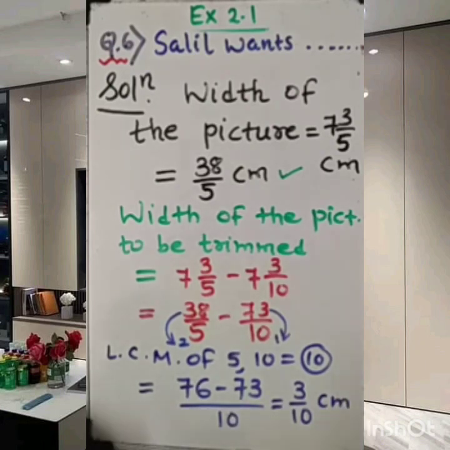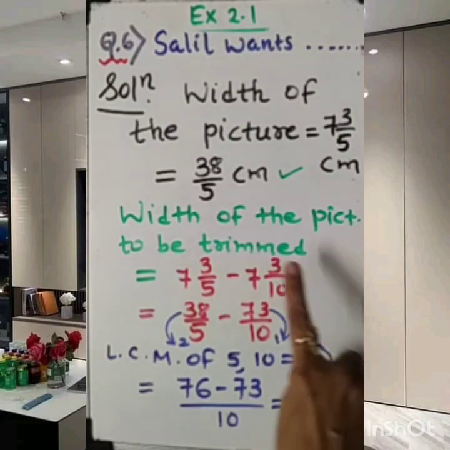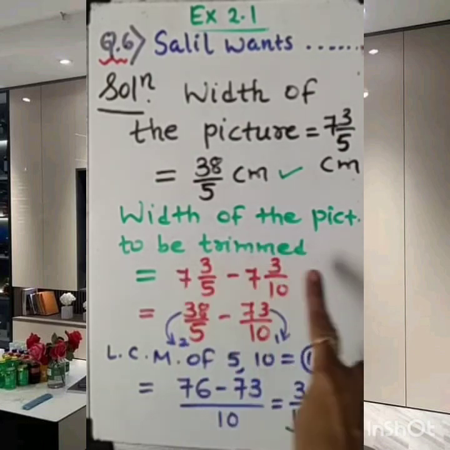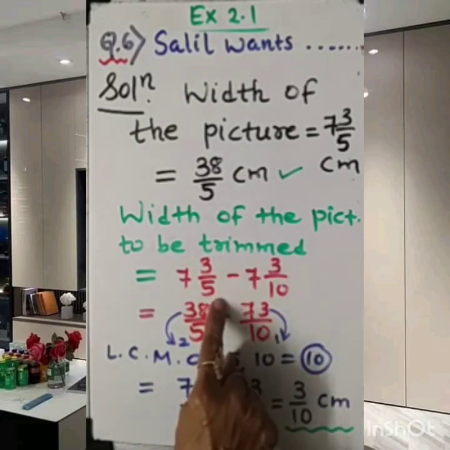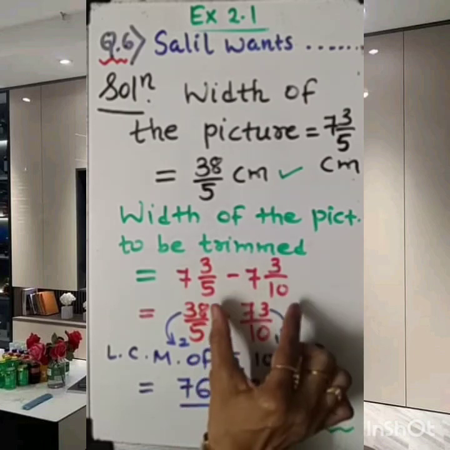So the answer we need to mention: the width of the picture which we have to trim will be 3/10 centimeter. This is the solution. Here I am giving a little bit of explanation: for the width of the picture which we have to trim, that's why we need to subtract from this number to this number.